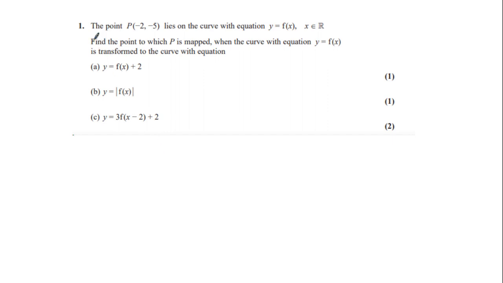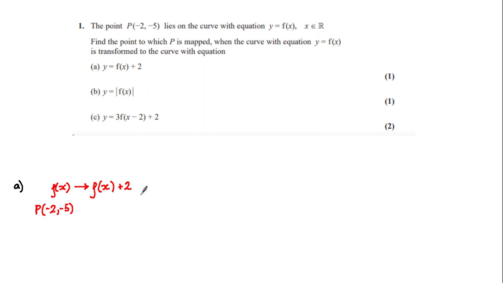The first question tells us that the point P (-2, -5) lies on the curve with the equation y = f(x), where x belongs to the set of real numbers. We're asked to find the point to which P is mapped when the curve with equation y = f(x) is transformed to the curve with equation, and the first one is y = f(x) + 2. So we are given a curve f(x) and a point P on the curve, (-2, -5).